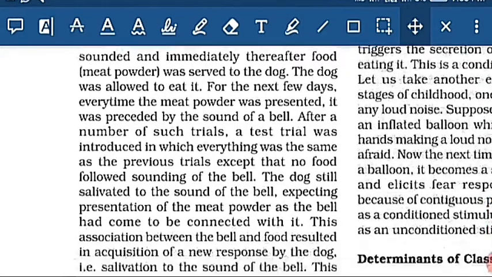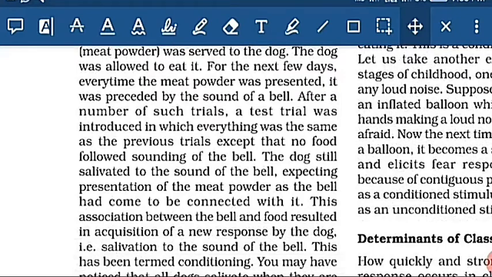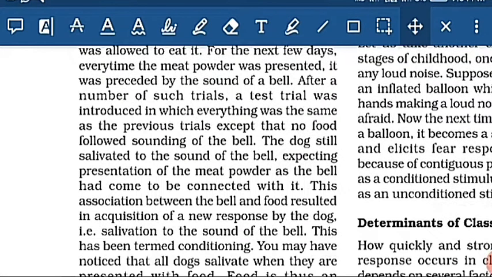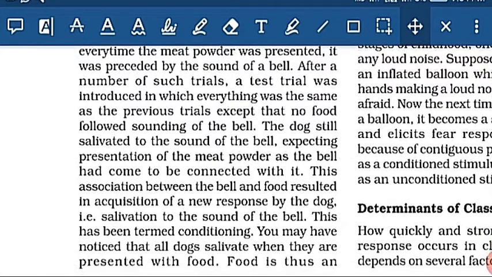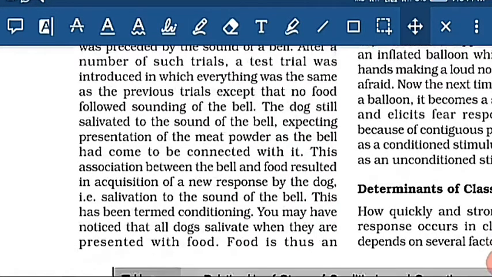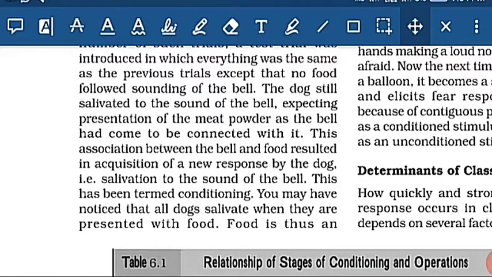Then what happened? Still the saliva secretion is there. We were expecting that the dog would secrete saliva only when he saw the food, but here the conditioning is done with the sound of the bell, because when the sound of the bell is there, the dog starts secreting saliva. So the dog's conditioning is with the sound of the bell, not with the food. This has been termed conditioning.